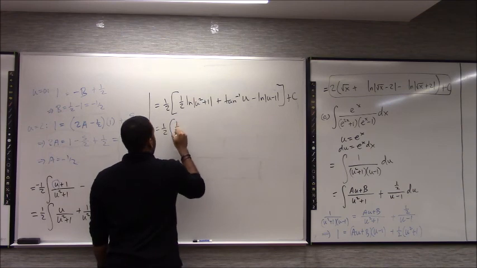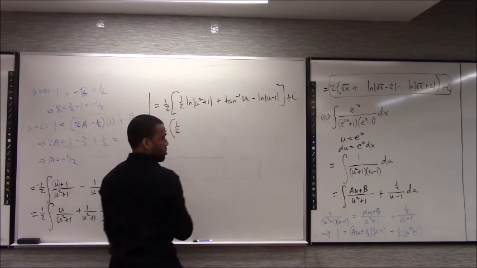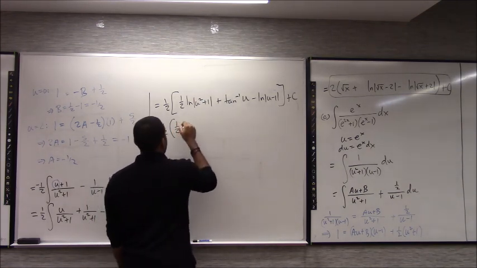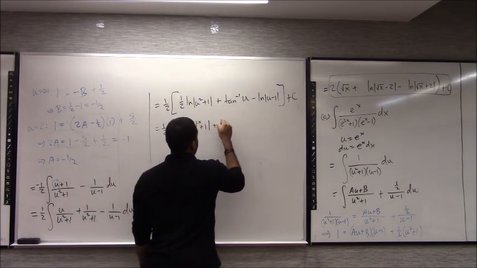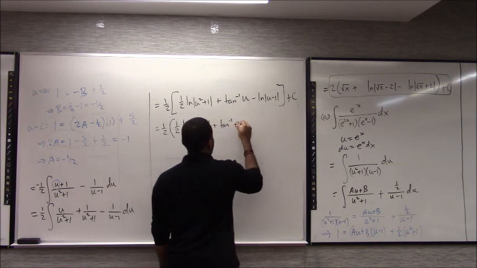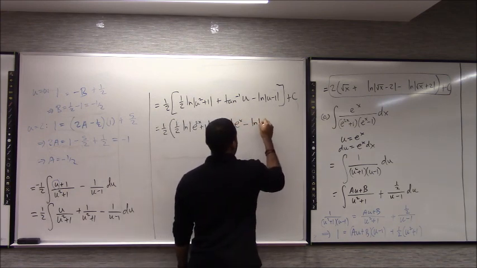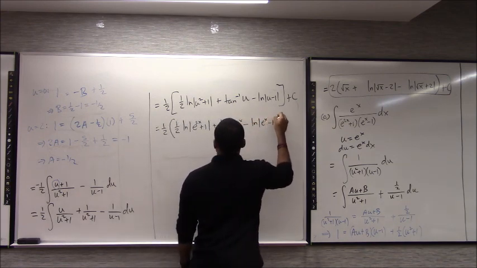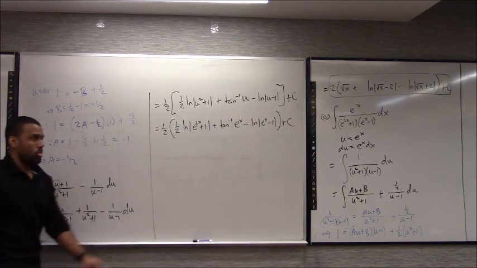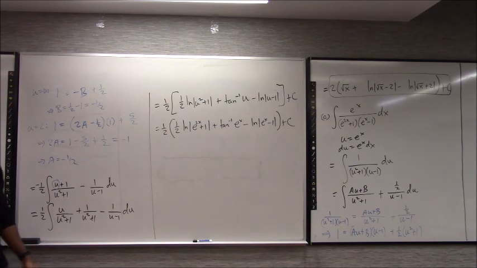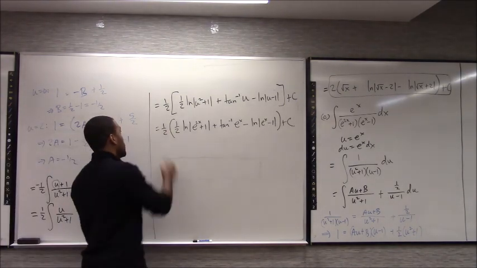So that's 1/2. Our u was e to the x. ln of e to the 2x plus 1 plus tan inverse of e to the x minus ln of e to the x minus 1 plus c. Technically you don't need the absolute values here, but it's not wrong to keep them, so I'm going to keep them, because there are situations where if you forget them, you're wrong.